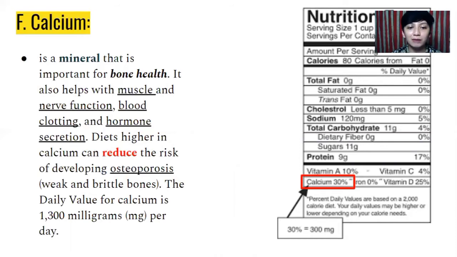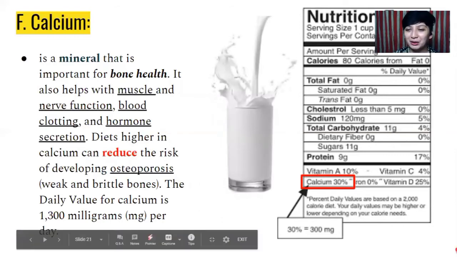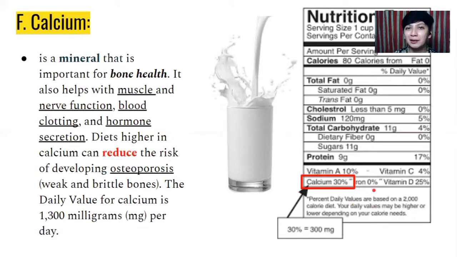Okay? The daily value for calcium is 1,300 milligrams per day. So you need to intake a lot of calcium if you want to have a healthy bone. And calcium can be found mainly in, very good, milk. You got it right. So we have here 30% of milk. Okay? So might as well, if you are going to think that you feel weak and you want to have a healthy bone, then take a lot of calcium.